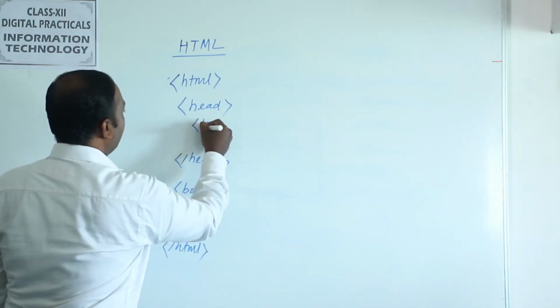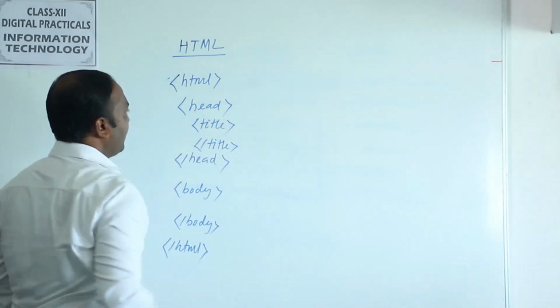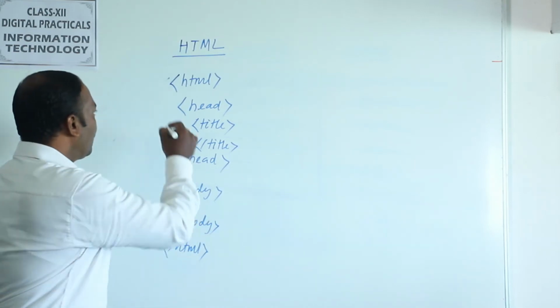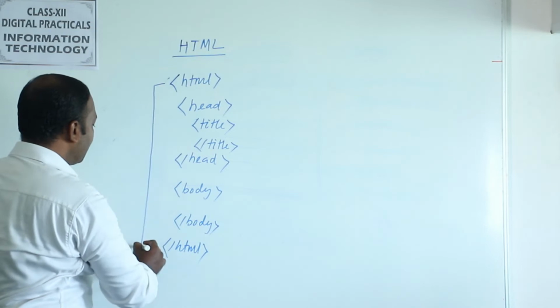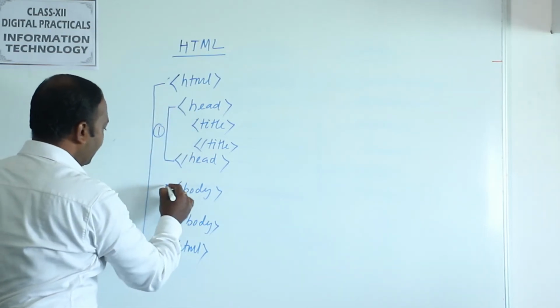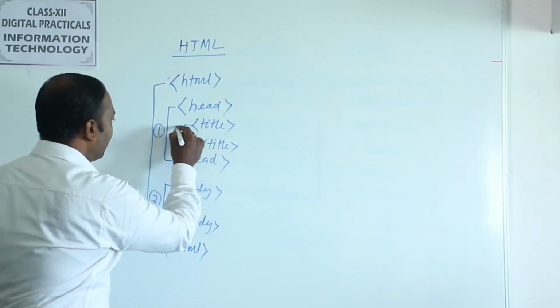Inside head we have the title. This is the basic structure of an HTML document. The total content is inside the HTML code. The first one is the head and the last one is the body. Inside head we have the title part.